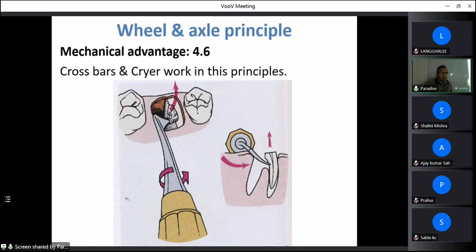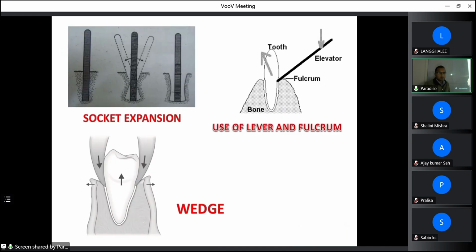And the third principle is the wheel and axle principle. Its mechanical advantage is 4.6. It means that whatever rotative force you apply over the handle will be multiplied by 4.6 times in the region of the root tip. So cross bars or Cryer elevators work on this principle. In case of a multi-rooted tooth, if one of the roots is removed, it is used to remove the remaining root.